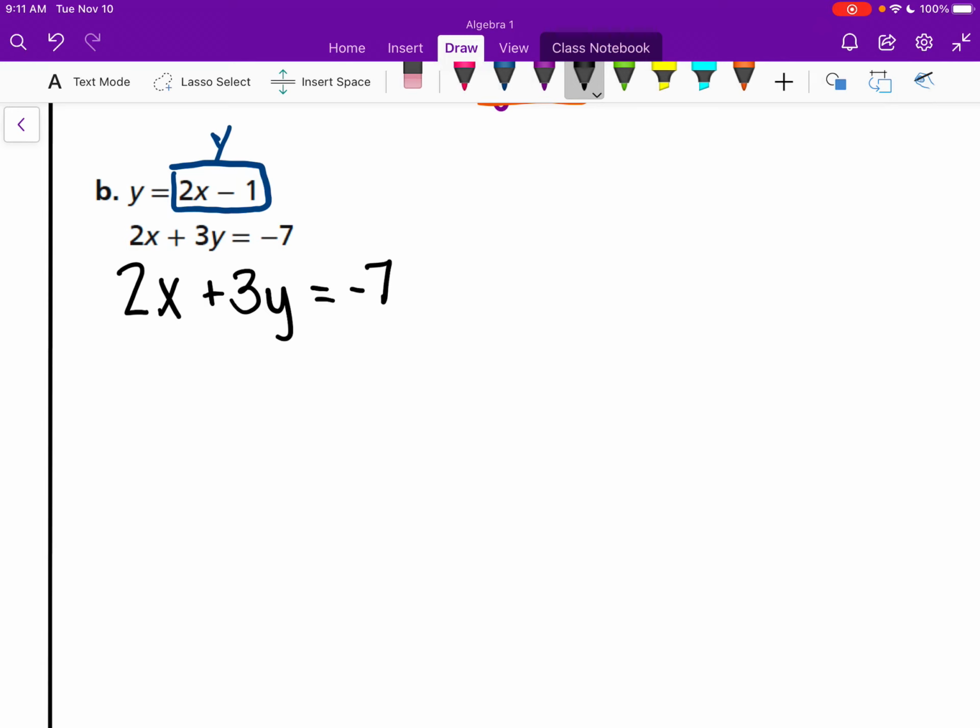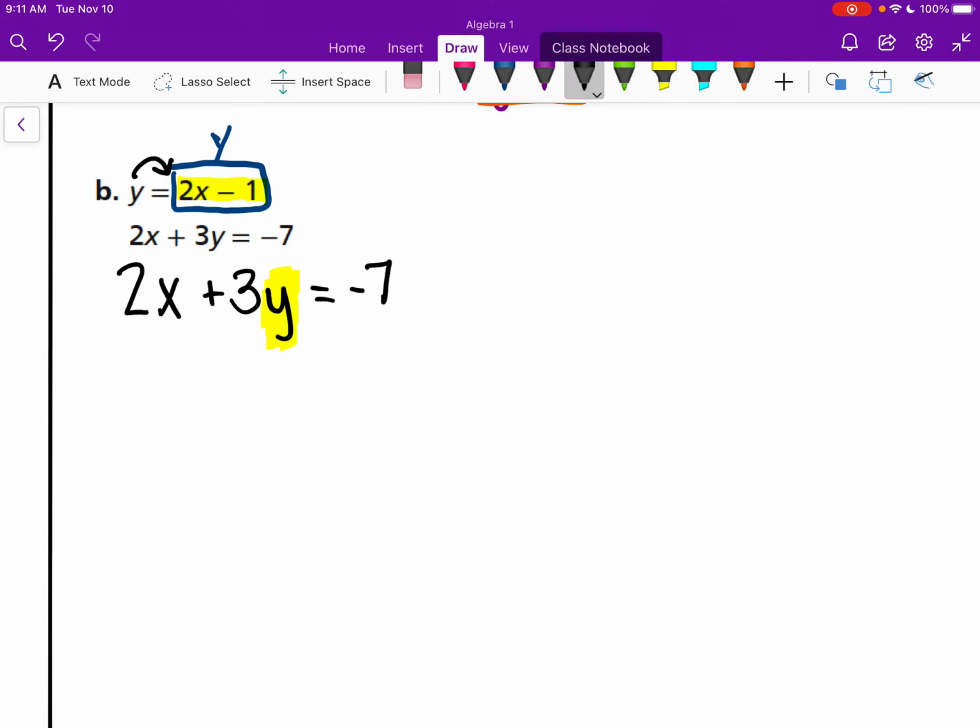If we wanted to solve this, we need to use substitution and replace something that they tell us. In this case, they tell us what y is. It says y is 2x minus 1. So where I see a y, I want to put in this 2x minus 1.